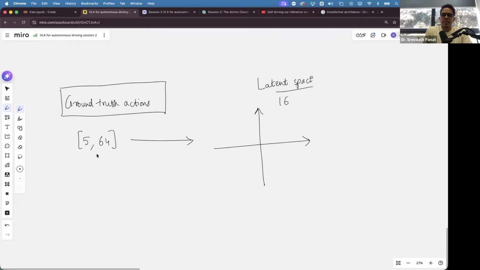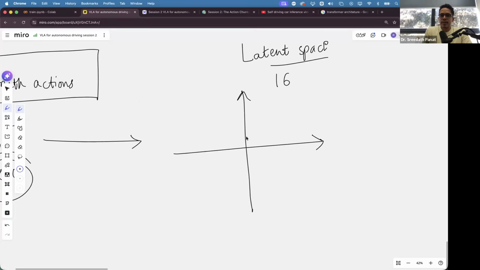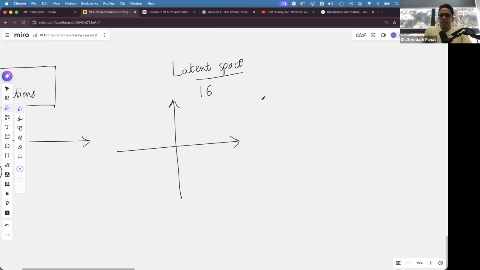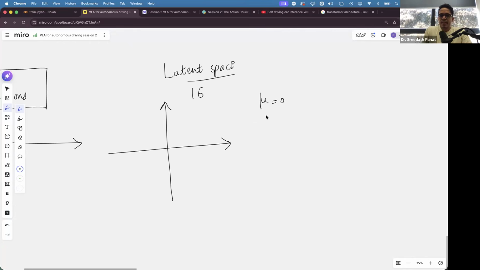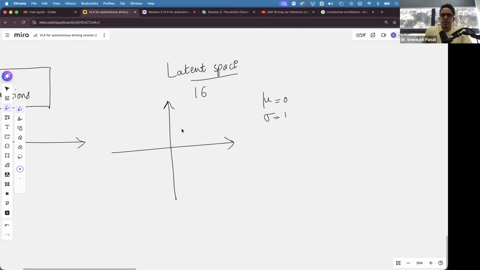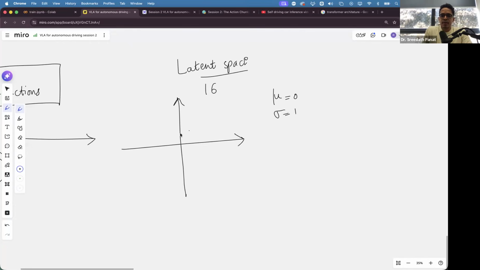And like this, there are many actions, right? Let's say you have 100 actions in your training. These 100 actions, you are trying to distribute in the latent space such that the mean is 0 and standard deviation is 1. So these 100 dots will be somewhere over here. Okay. These are dots. It looks like lines, but I have drawn dots. These 100 dots will be somewhere around mean equal to 0 and standard deviation equal to 1.